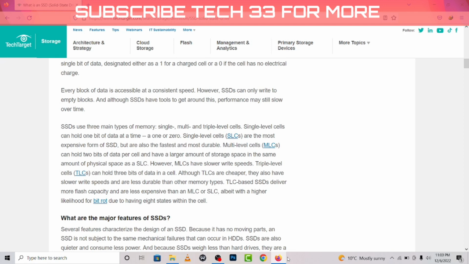A single level cell can hold 1 bit of data at a time, 1 or 0. Single level cells are the most expensive for SSDs but are also faster and the most durable. A multi-level cell can hold 2 bits of data per cell and has a larger amount of storage space in the same amount of physical space as SLC.